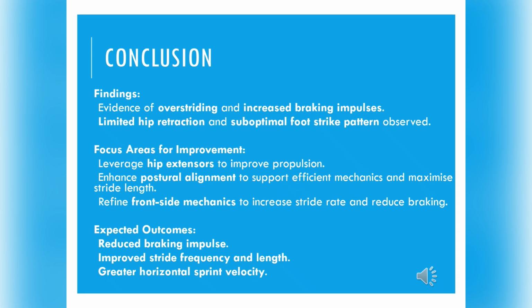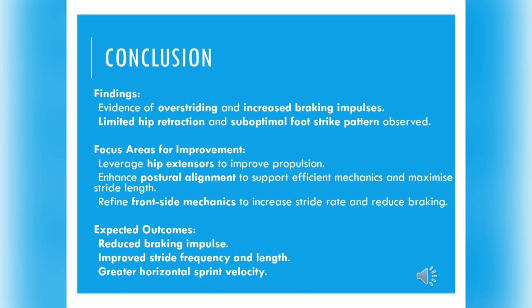In conclusion, the analysis revealed clear evidence of overstriding, resulting in increased braking impulses. We also observed limited hip retraction and a suboptimal foot strike pattern, both of which contribute to inefficient sprint mechanics.